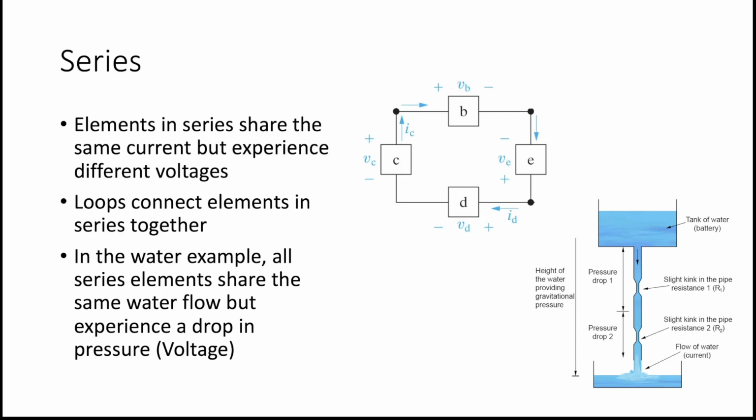In our water example, all series elements share the same water flow, but at each element, they experience a drop in pressure. As you can see in the picture on the bottom right, the water source is acting as our voltage, and the pipe going down is carrying all of our current. The current's flow rate is the same through all of the elements, but the pressure will drop a little bit after each resistor, but the same amount of water flows through even at the end. So remember, for series elements, they share the exact same current, but they have different voltages.